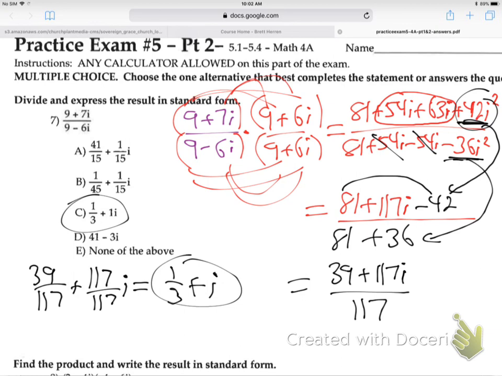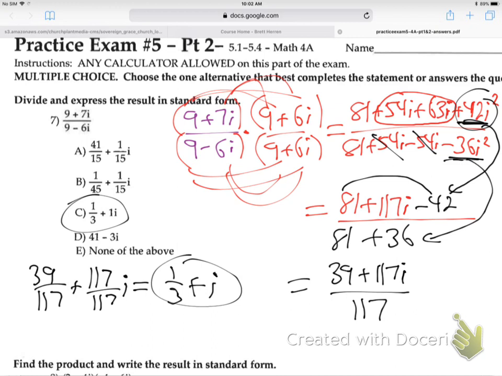Questions on that one? Multiply the top and bottom by the conjugate, by the opposite sign in the middle of the denominator. Good. No questions. I'll move on.